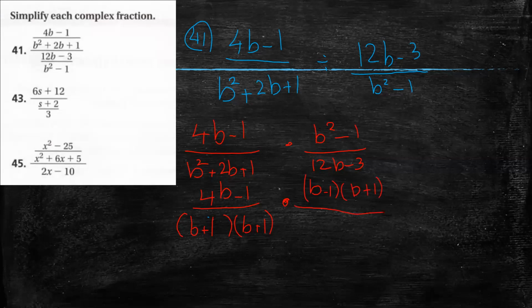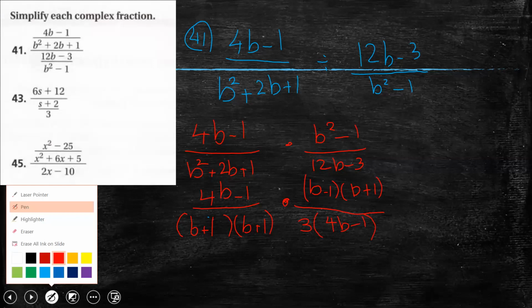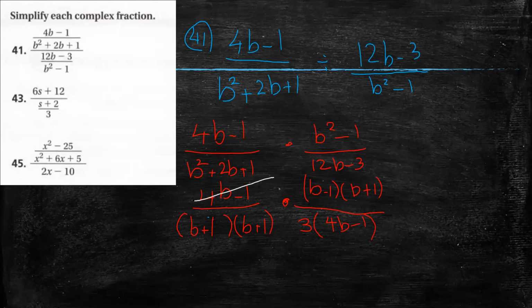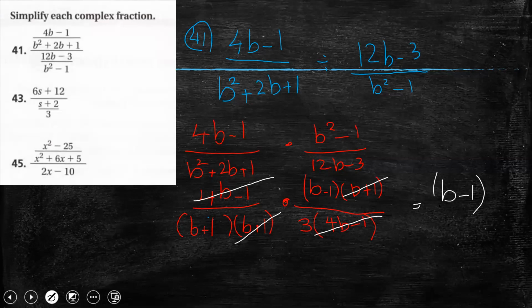And 12b minus 3, take the common factor, which is 3. So we have 3 times 4b minus 1. Then 4b minus 1 cancels 4b minus 1, and b plus 1 cancels b plus 1. So what do we have? b minus 1 over 3 times b plus 1. Is it clear?